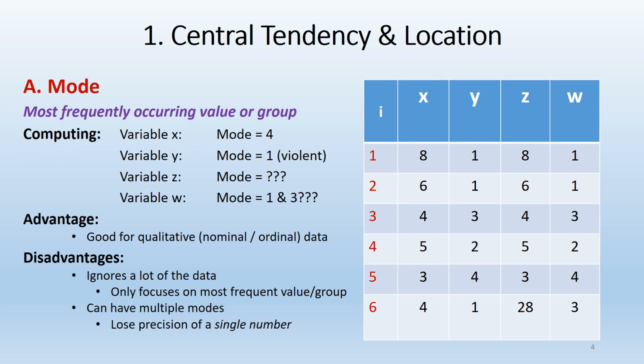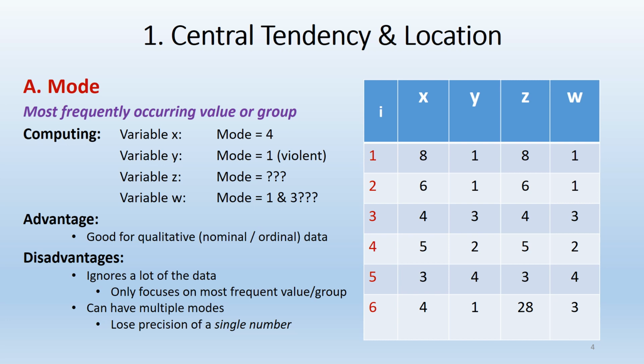The first measure of central tendency or location we're going to cover is known as the mode. The definition of the mode is simply the most frequently occurring value or group for a particular variable. So how do I compute the mode? Well, there's really no fancy statistical formula. What we're trying to do is figure out which value or group appeared most frequently. So let's look at variable x. We see an 8, a 6, a 4, a 5, etc. As we look through those values of variable x, we want to see, does one number show up more often than any other number?